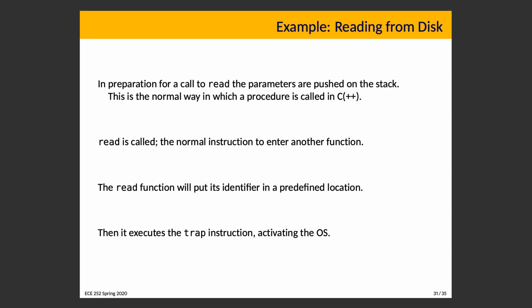Okay, now to actually execute this read system call, well, what happens? The parameters are pushed onto the stack, and that's just how normally a procedure is called in C or C++. And then we go to the read function. This is a normal instruction to go to another function, but it's the read function that does all the setup and asks the operating system for some help. It puts its identifier in a predefined location. This is typically in a specific register. And then it executes the trap instruction, which activates the operating system.